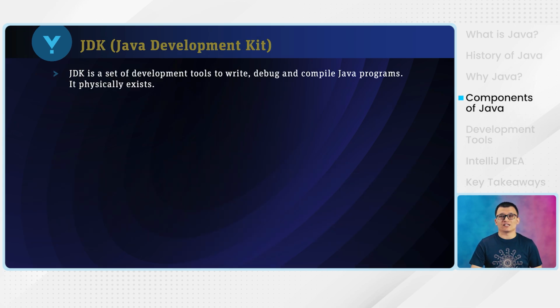And next is the JDK, the next component of Java. The JDK stands for Java Development Kit. What is the definition of kit? When you hear the word kit, what comes to your mind first? Toolbox, right? So this JDK is basically a set of development tools to write, debug, and compile Java programs. This toolkit provides the environment to develop and run any Java programs. Without this tool, you will not be able to develop and run any Java programs. You need to have this tool.